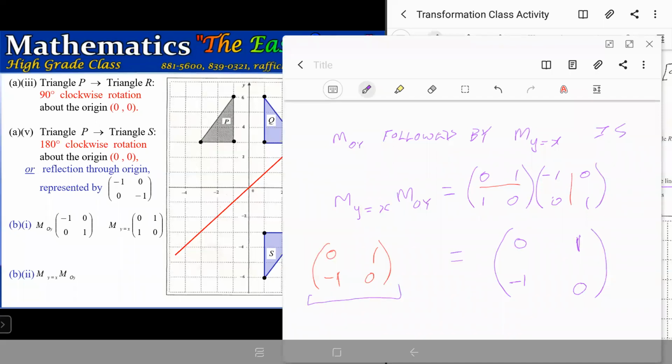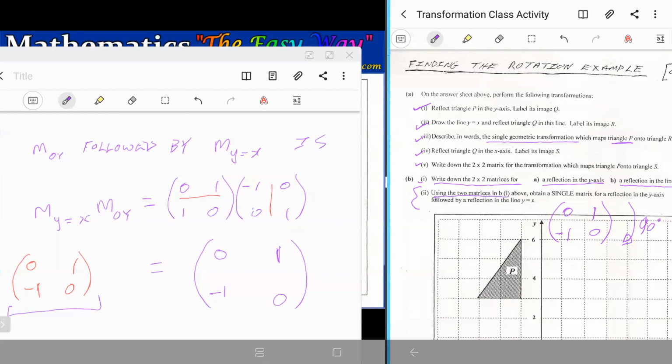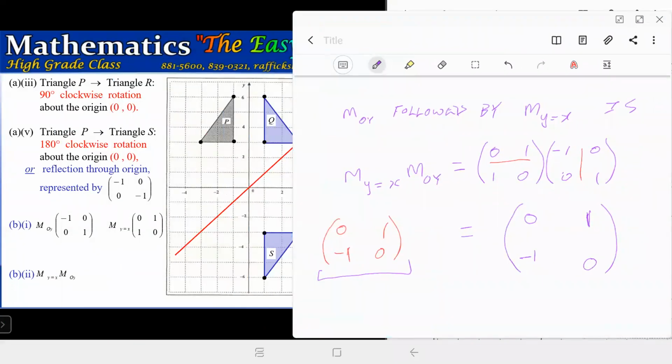But they wanted you to show the calculation, because the question said using the matrices. See here? Using the 2 matrices in B1. So they want to ensure that you know which one to put in front of which one. You put the second transformation matrix in front of the first one, because you apply the second transformation to the first transformation. All right? And that's how we do it. And so that is the answer.